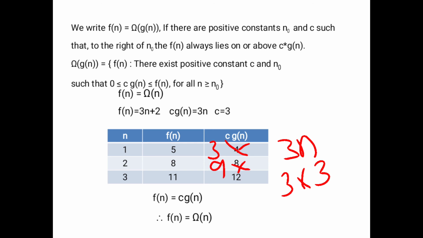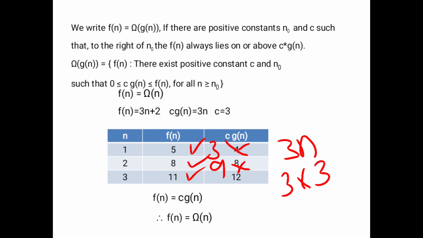Then n value equals 3. Then to calculate 3 into n, 3 into 3 means 9 plus 2 equals 11. So this is correct. The value given here is changing, so 3 into 3 is 9.